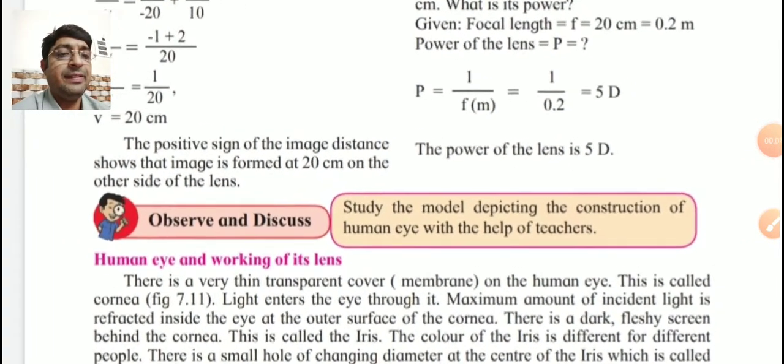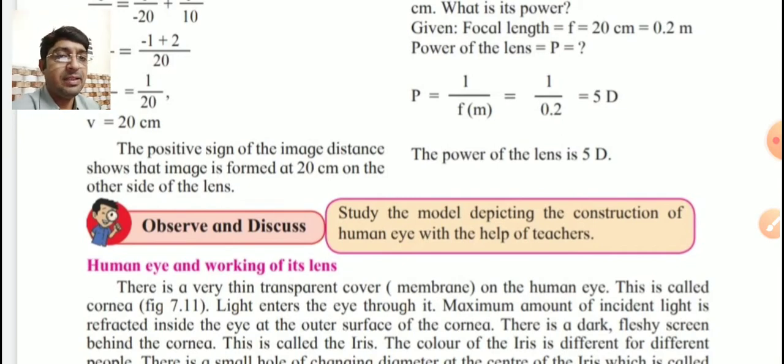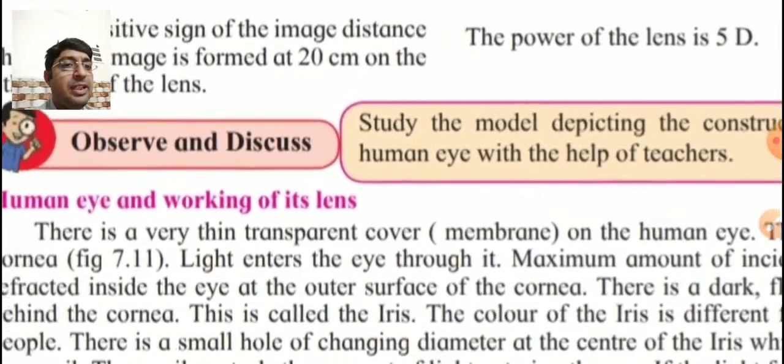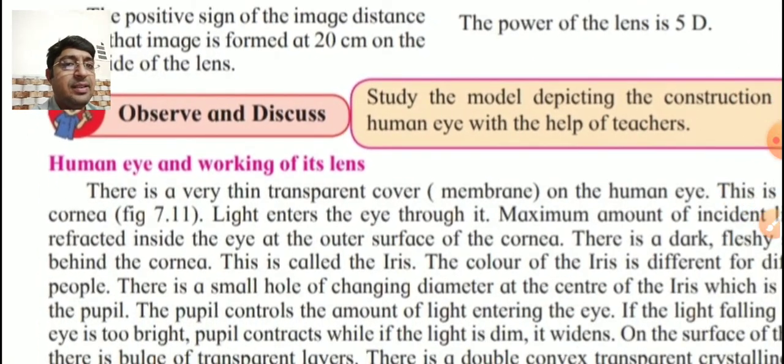Last time we started lesson number 7, lenses. Last time we learned about the lenses. There are two types of lenses, concave lens and convex lens, and related concepts, even magnification formula, lens formula, power of the lens and so on. Today we start the next topic, human eye and working of its lens.